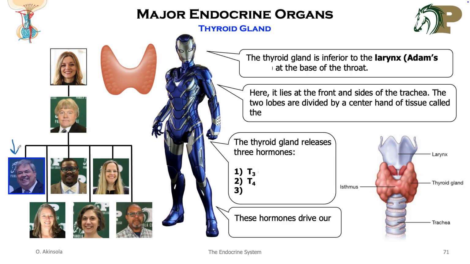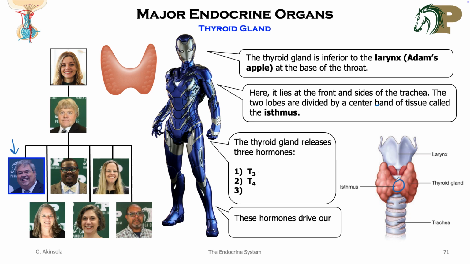is inferior to the larynx, otherwise known as the Adam's apple, at the base of the throat. Here it lies at the front and sides of the trachea. The two lobes are divided by a center band of tissue called the isthmus. Okay? So this is that central band of tissue right there.